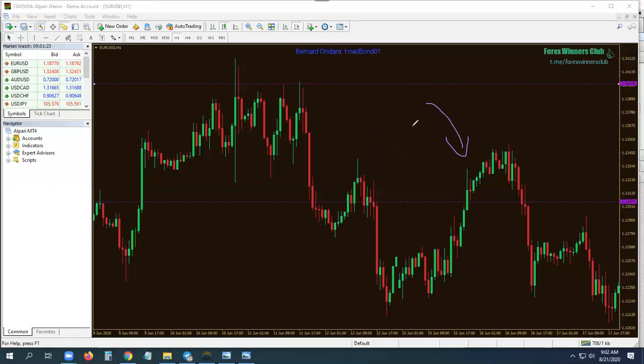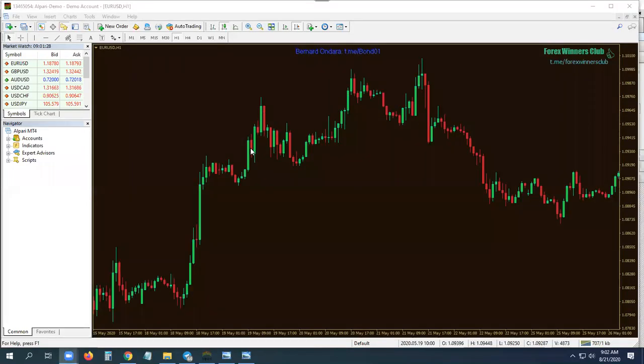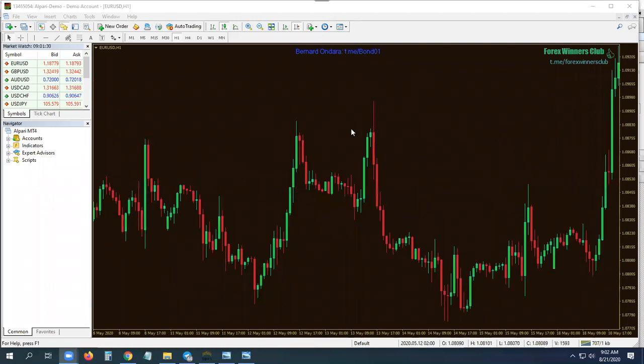Okay, so let's see examples. Look at this. The candle stopped at the exact levels. Top 1, top 2. When the market broke below this swing, market continued down.